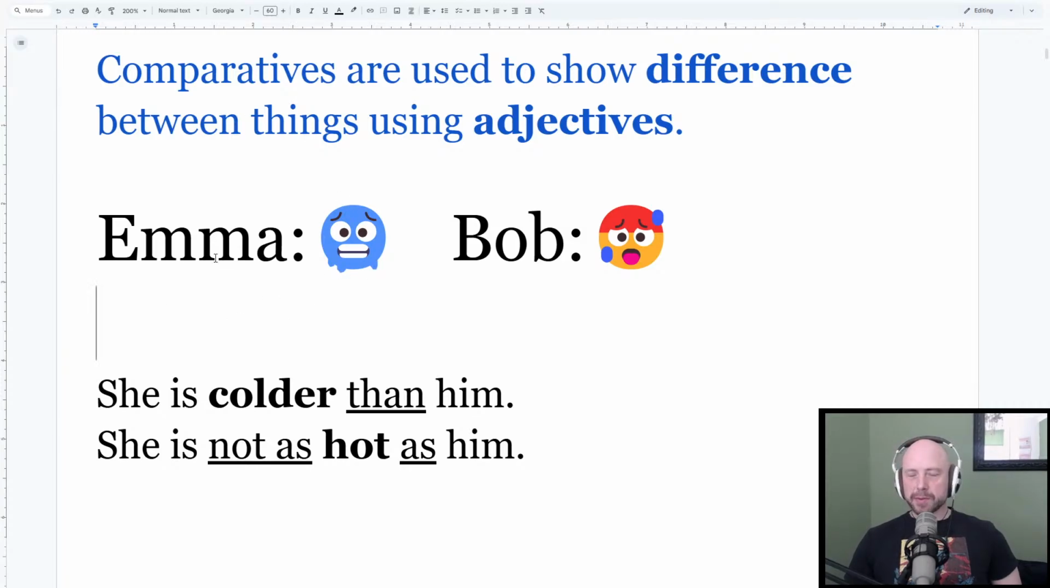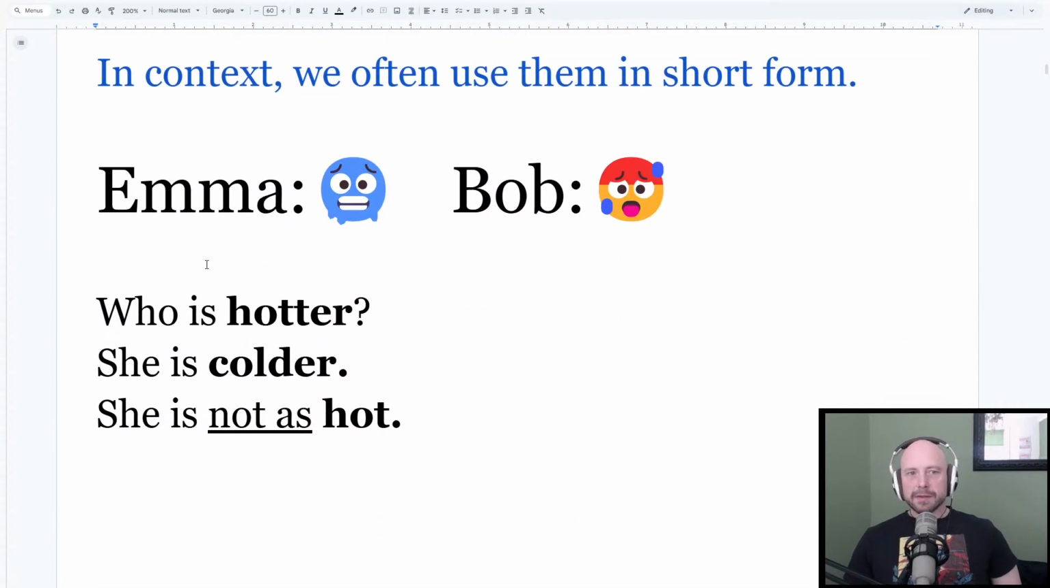So when we want to show a difference between things, one way we can do that is by using sentences with comparative adjectives. It's worth noting that in context, we do often use a short form. So we don't need to say the full sentence of she is colder than him or Emma is colder than Bob. You can just say she's colder. Who's hotter? She is not as hot. Because we have the context, so we know what we're comparing here. And often when people are speaking, they will say things like this: she's colder, she's not as hot. We don't need to say the full form.